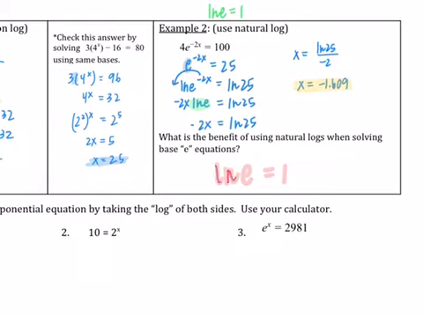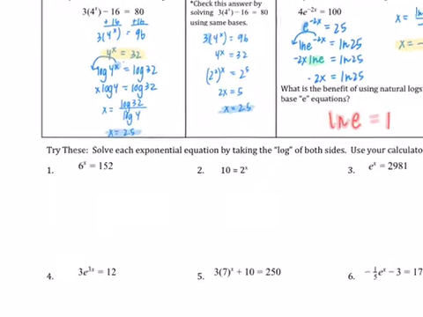1. Okay, and so when you take the natural log of each side, when you have e as a base, well, then you're just going to get 1, and it's kind of one less step right there. All right, so let's practice a few.